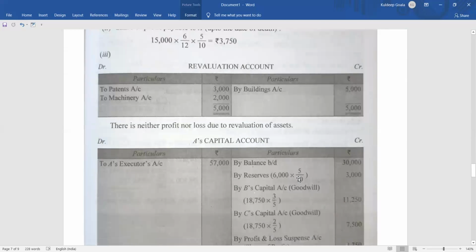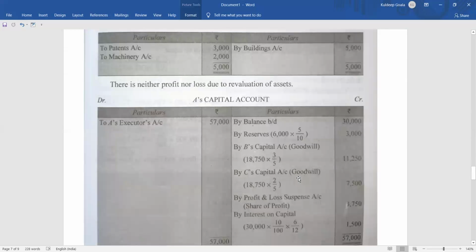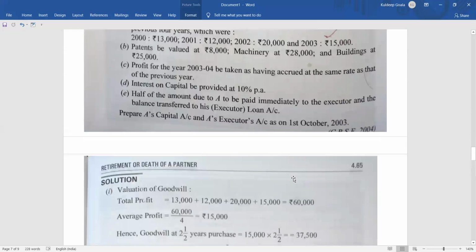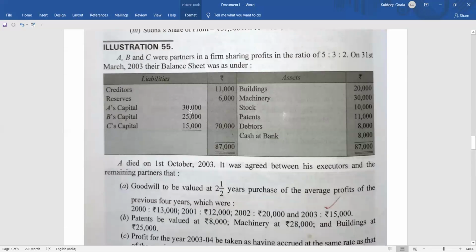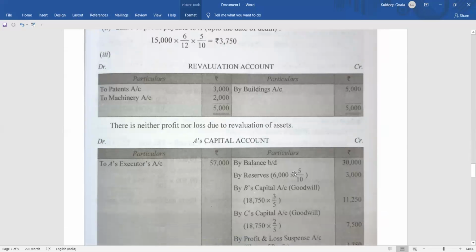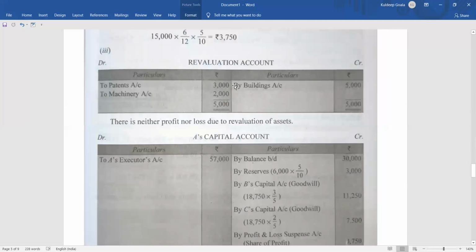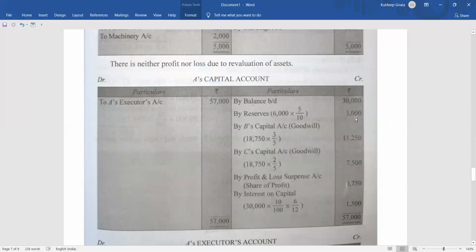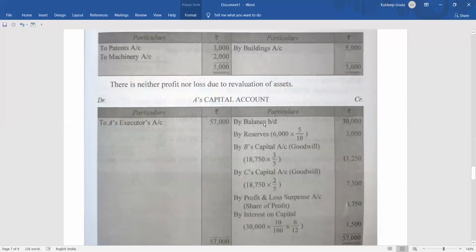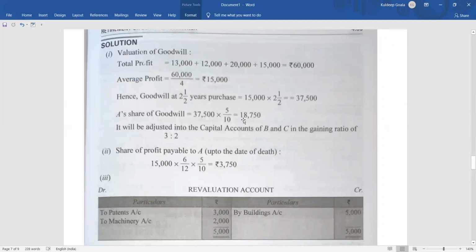Then coming to the capital account, we'll prepare the capital account now. So in the capital account, as I already told you, we'll start with the opening balance. That is opening balance of A, it is 30,000, and there is reserve of 6,000. So reserve will take later. Let's start with the capital first. By balance brought down in the capital account is 30,000, and after that reserve. So remember that A's share is how much? 5 by 10. Okay, 5 by 10, and the reserve is 6,000. So 5 by 10 of 6,000 will be obviously 3,000 rupees. So by reserve it is 3,000 rupees. Okay. Coming to the next one, that is goodwill, that we have already calculated. We saw that it is 18,750.